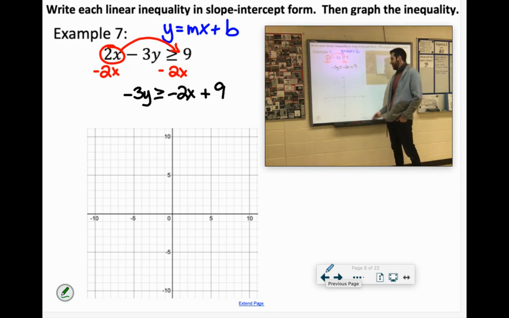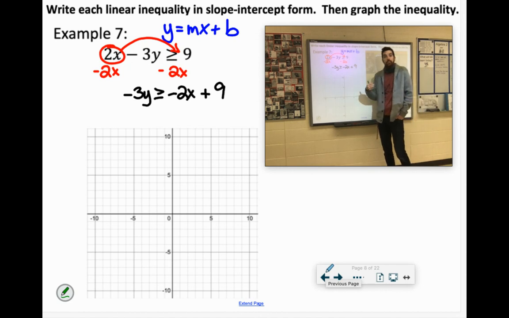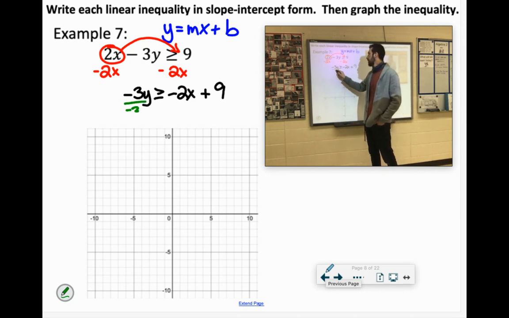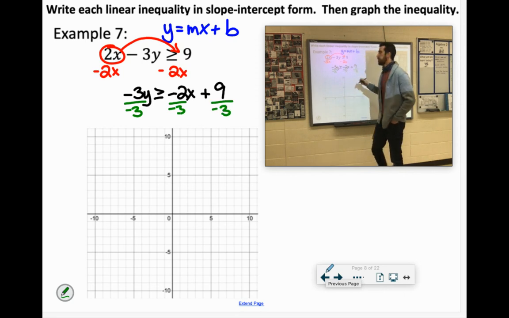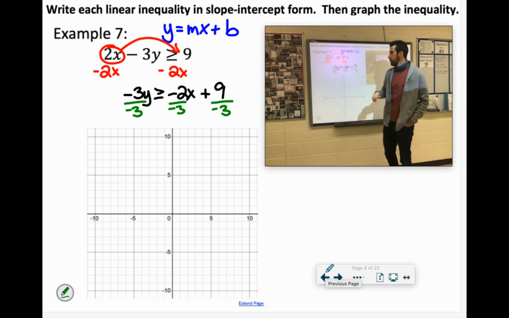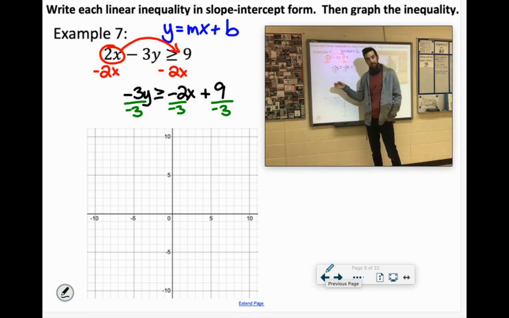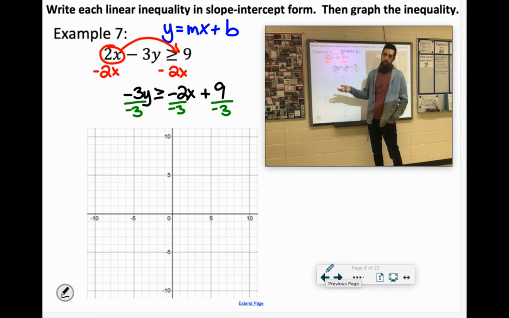Now, we can't have negative 3y, we need just y. So, if it was negative 3y equals 27, you would divide by negative 3. And that's what we're going to do. We're going to divide everything by negative 3. Now, here's the one trickery. Remember from the old inequality days, anytime you divide both sides by a negative or multiply, you have to flip the inequality. So this is going to change to y is less than or equal to.